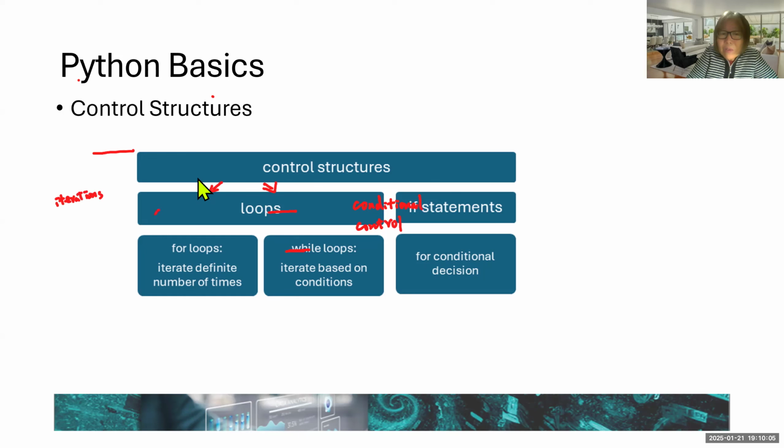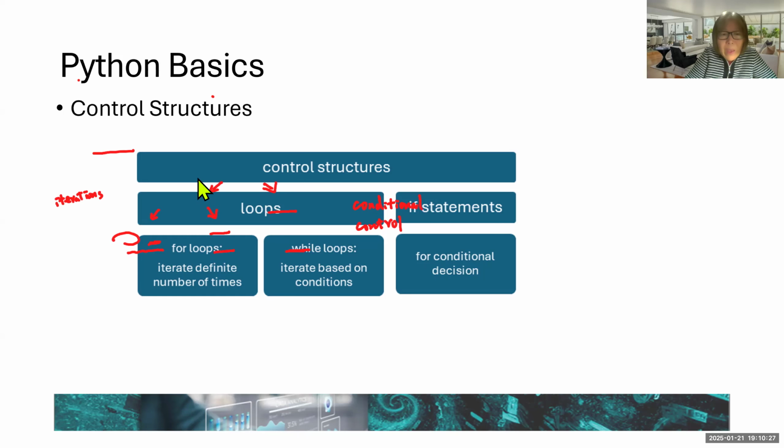Okay, and generally speaking, there are 2 kinds of loop, for loop and while loop. For loop is definite loop. Okay, definite iteration. So you know the number of times it's going to iterate. The other is called while loop. So while loop is the iteration based on condition.